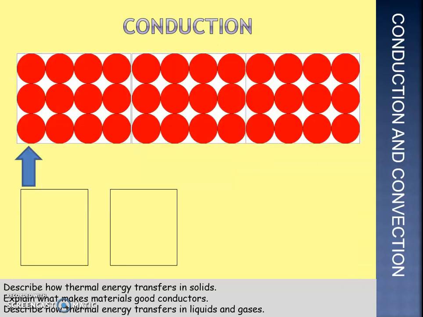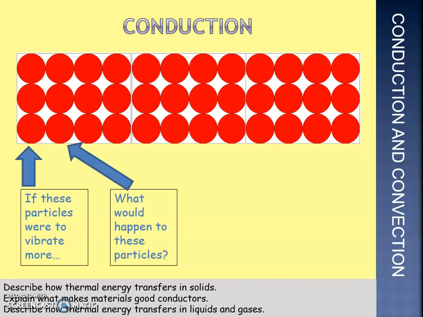So let's have a look at conduction. If these particles on the end were to vibrate more, what would happen to the particles next to them? So if the particles at the start, that column of 3, started to vibrate more and more, what would happen to the particles next to them? If you're stood in a row of 4 people and the person at the back starts to push into the person in front of them, what would then happen to the people in front of those? Pause the video whilst you write down what you think would happen.